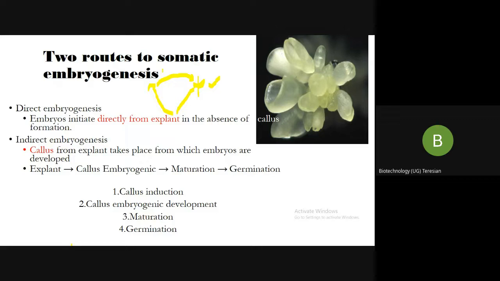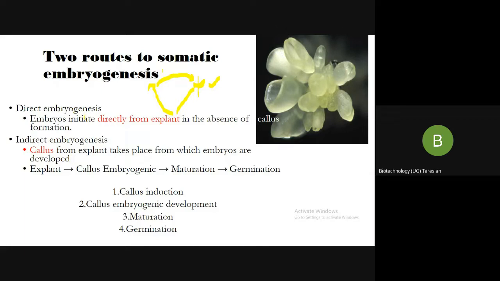So we can get different kinds of plants from the callus. Either you can get a somaclonal variation or you can produce somatic embryogenesis. Only thing here is the variation can occur, whereas here in direct embryogenesis, there is no question of variation. The plant will produce the same characteristics as the mother plant. It is a mirror image of the mother plant.